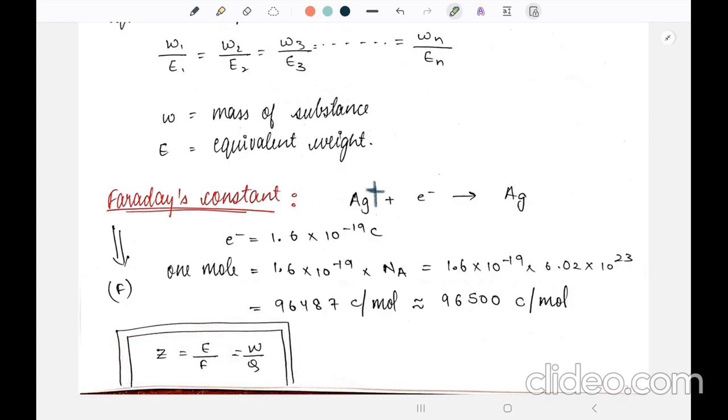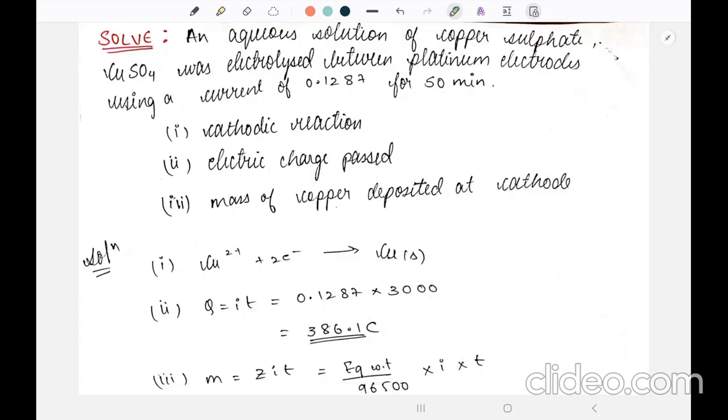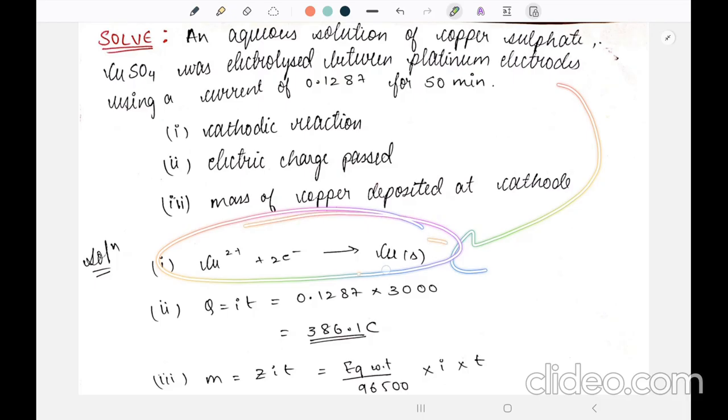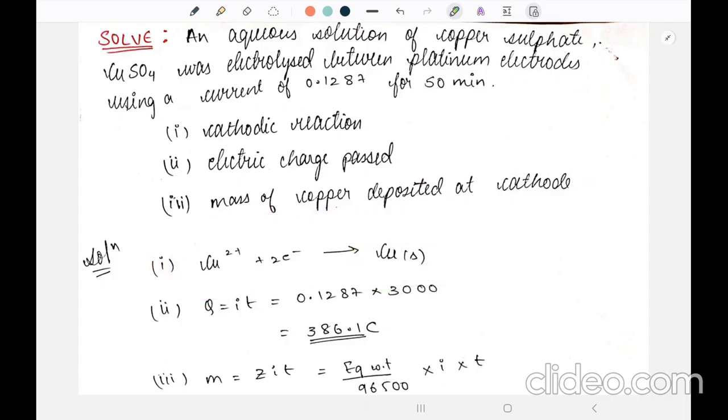Now let us solve a question. An aqueous solution of copper sulfate, CuSO4, was electrolyzed between platinum electrodes using a given current for 50 minutes. We have to write the cathodic reaction, the electric charge passed, and the mass of copper deposited at the cathode. The cathodic reaction will be Cu2+ (aq) + 2 electrons gives Cu (s).